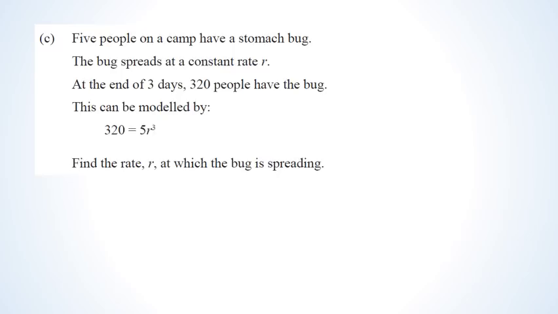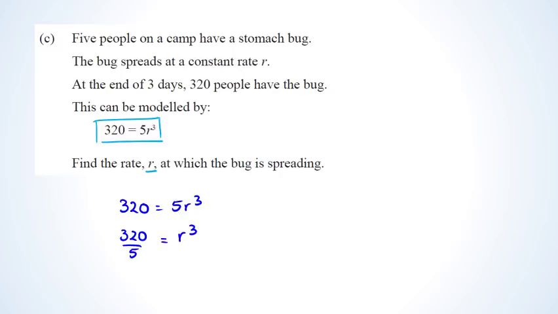So in this question, we've got 5 people on a camp with a stomach bug. The bug spreads at a rate. Again, this is one of those questions where there's a lot of words, but really the important part that you want to look at is this part right here, where they've given you a nice little equation, 320 equals 5r cubed, and they're asking you to find what r is. Okay, so I'm going to write down the equation. I've got 320 equals 5 times r cubed. So I divide both sides by 5. I'm going to get 320 divided by 5 equals r cubed.